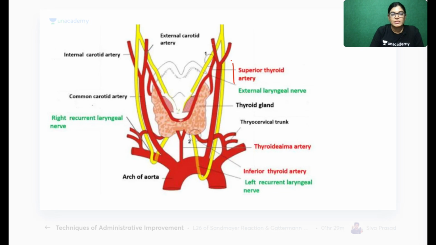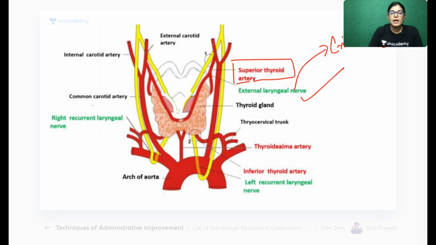In this diagram, you can see the superior thyroid artery, and close to the superior thyroid artery, the external laryngeal nerve lies. The external laryngeal nerve will be injured if the superior thyroid artery is injured. And if the external laryngeal nerve is injured, the muscle which is affected is the cricothyroid muscle.